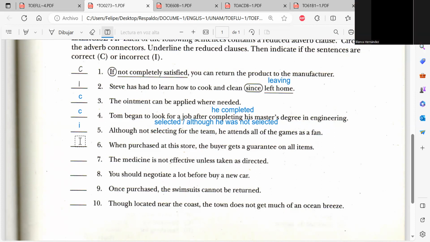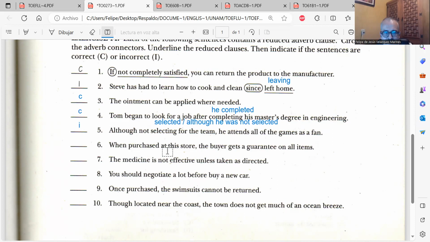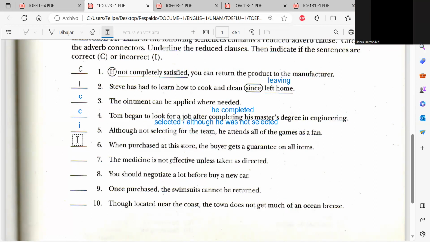When purchased at this store, the buyer gets a guarantee on all items. I think it's correct. How many people can you buy? Can you buy people? Okay, but can you buy people like that? No, right? So if you say when purchased at the store, the buyer, so the buyer was purchased? No, the buyer was purchasing. He was doing the action. Yes, the buyer is the one who is doing the action.